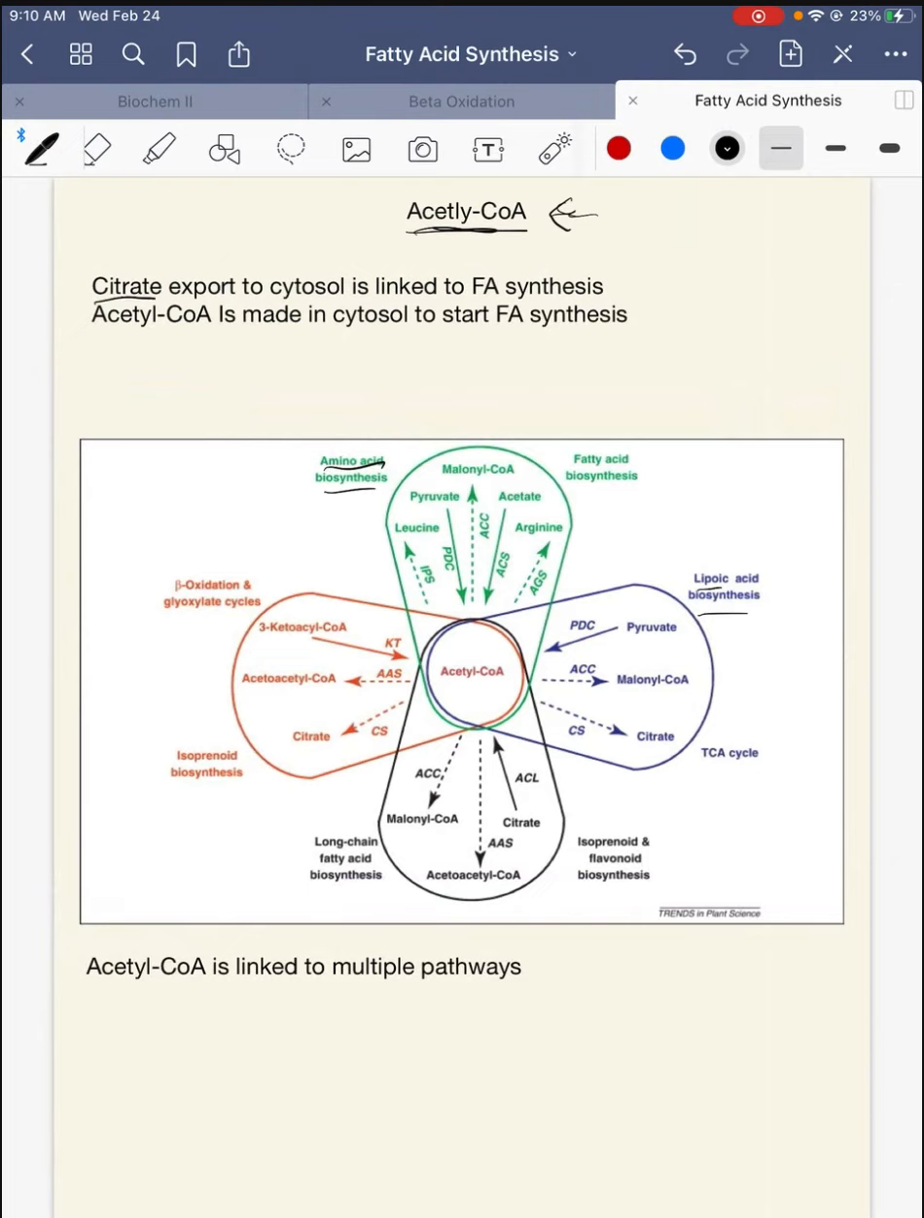Okay, so whenever citrate is exported to the cytosol, it's important to know that this is linked to fatty acid synthesis. So whenever the cell exports citrate outside of the mitochondria, the cell is ready to start fatty acid synthesis. From there, acetyl-CoA is made in the cytosol, and then we can start. And like I said, acetyl-CoA is linked to multiple pathways in the cell.